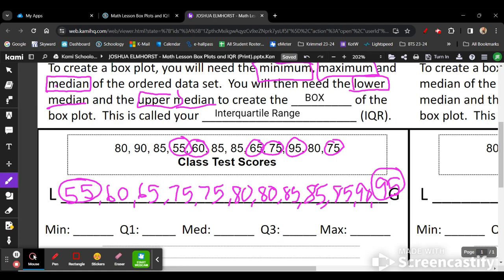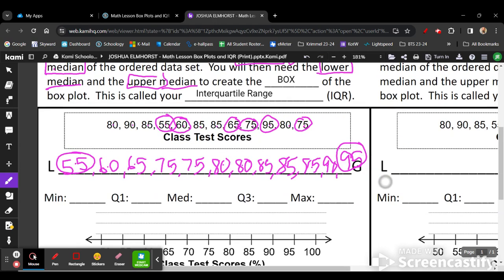1, 2, 3, 4, 5, 6, 7, 8, 9, 10, 11, 12. Excellent. So we're going to identify the 2 first things. What is your minimum number? 55. Maximum number? 95. And now the median.